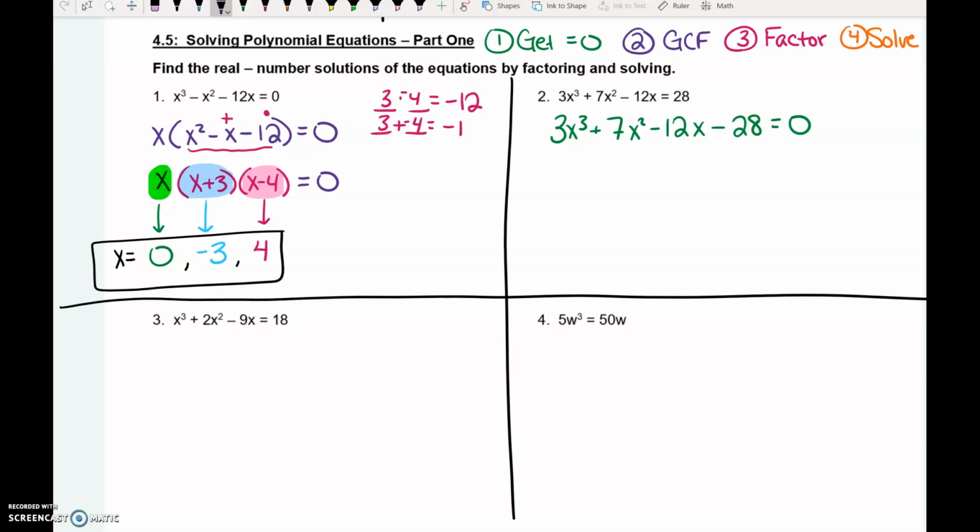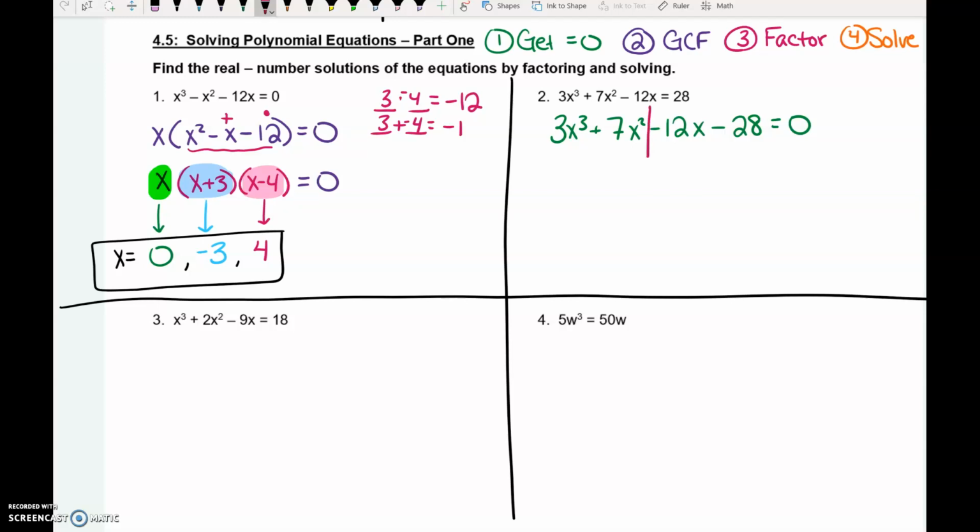Step 2, greatest common factor. Do those terms have anything in common? 3? Can we do 7 divided by 3? No. That 3 and 7 are making things kind of difficult, huh? So no, there's no greatest common factor. So then we go to how do we factor a 4-termed polynomial? We do factor by grouping.